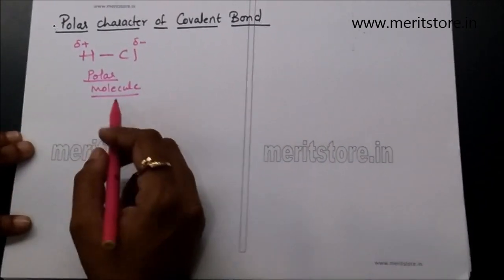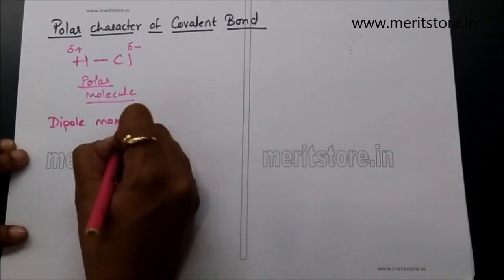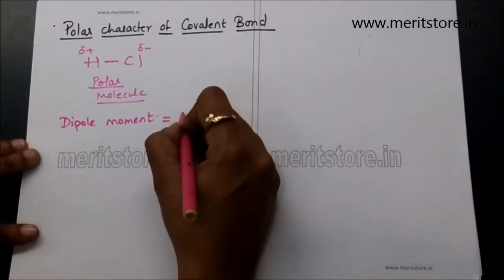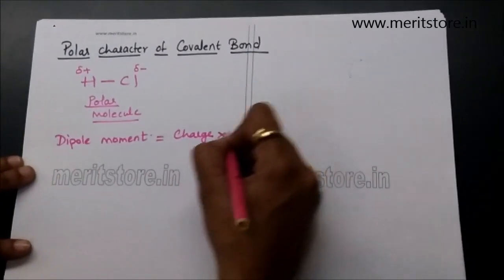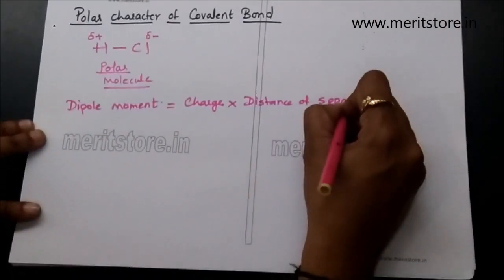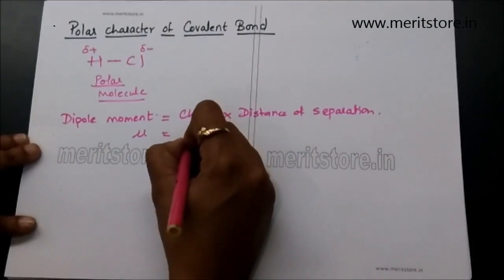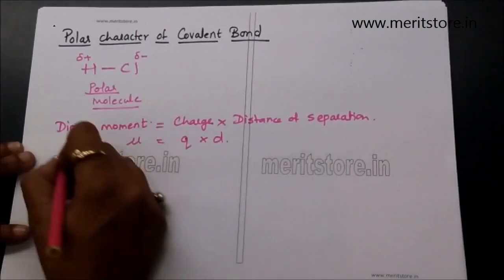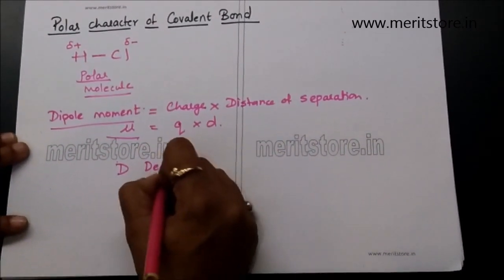Now this difference of polarity we can calculate in terms of dipole moment. The dipole moment is defined as the product of the magnitude of the charge and the distance between those particular atoms. So this is the distance of separation. So mu is equal to q into d. This particular dipole moment is generally expressed in the unit Debye.